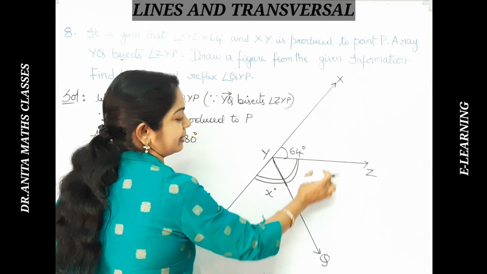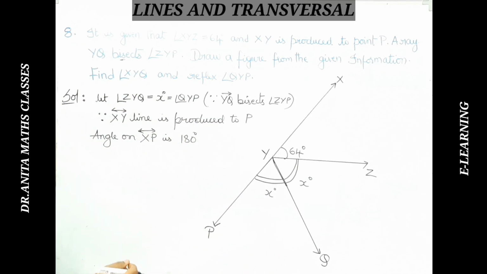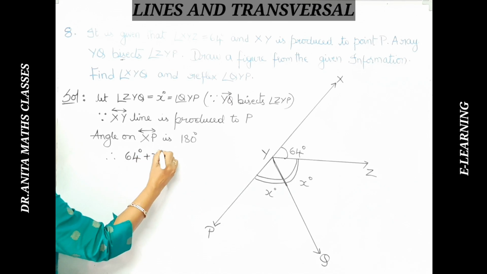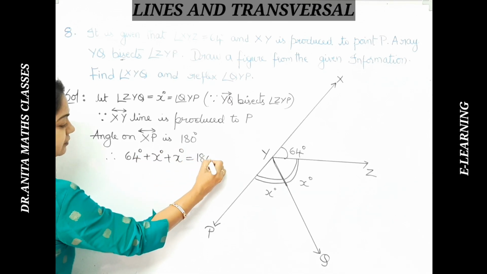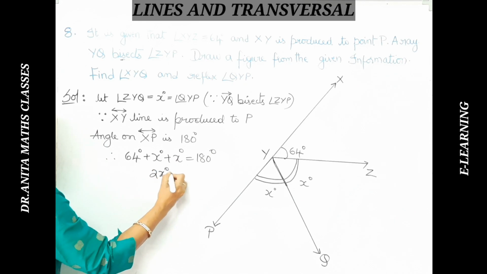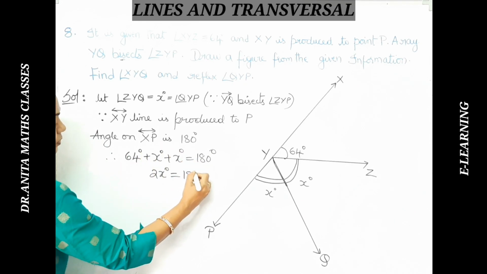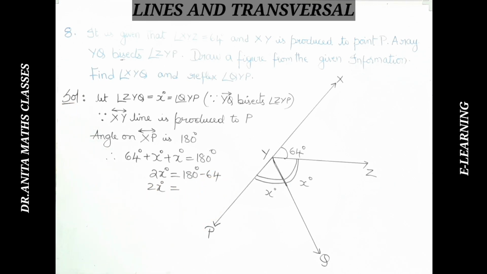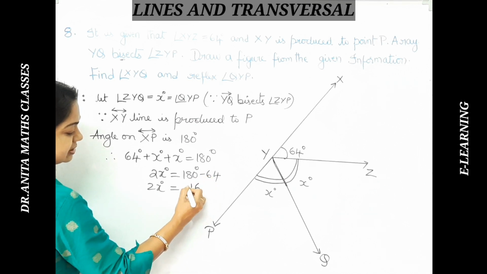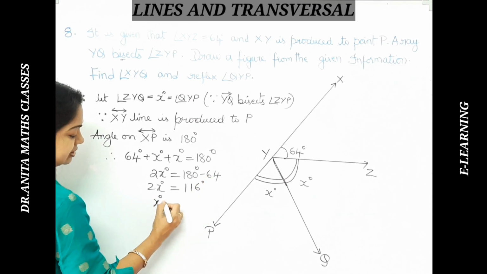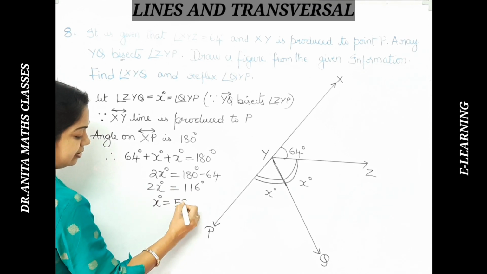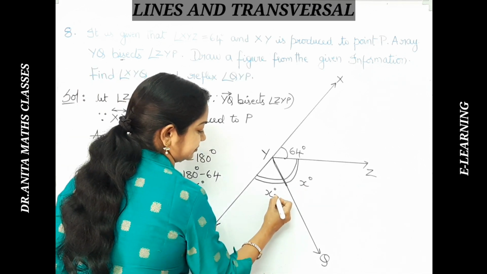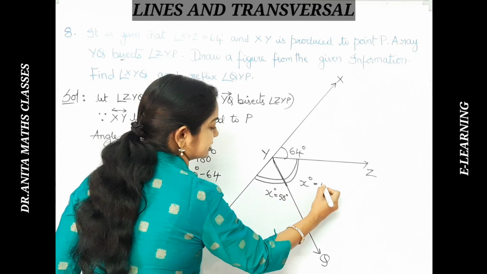So these two angles plus this angle complete must be equal to 180. Therefore 64 degrees plus 2x is equal to 180. You got it? That means 2x is equal to, if you shift over to the other side, 180 minus 64. So 2x degrees is equal to 116. Okay, 116 degrees. So x degrees is equal to, if you divide it, 58 degrees. So each angle we got as 58 degrees, and this is 58 degrees.